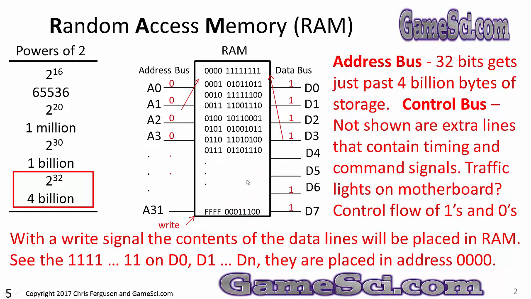Now, of course, I don't have room to show you 4 billion bytes of RAM, so I'm just showing you a little piece of the RAM memory. But what we have here is all zeros on this address line. If you have all zeros on that address line, you are selecting byte address 0 for, in this case, a write. The write signal is set, so see all of these ones that are on the data bus? Place all those ones in address 0 of RAM memory.